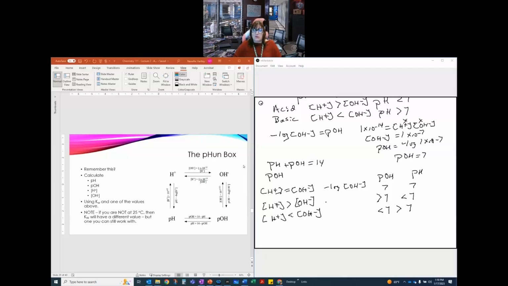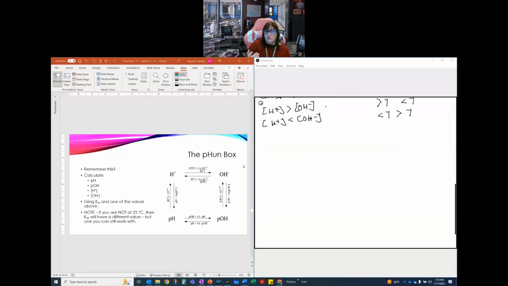All right, and this is the part that I love. This takes us to what we call the fun box. You will find the fun box on your test handouts. What this tells you, and I'm going to write part of this, not the whole thing, is OH minus is equal to 1 times 10 to the minus 14th over the H plus. And going this direction, the H plus is equal to 1 times 10 to the minus 14th over the OH minus. And so I can go from OH minus to H plus.